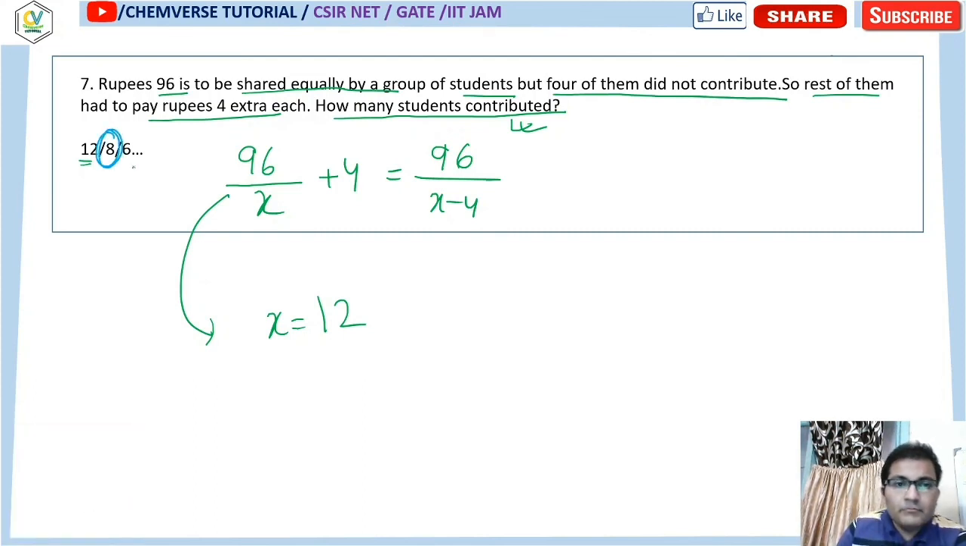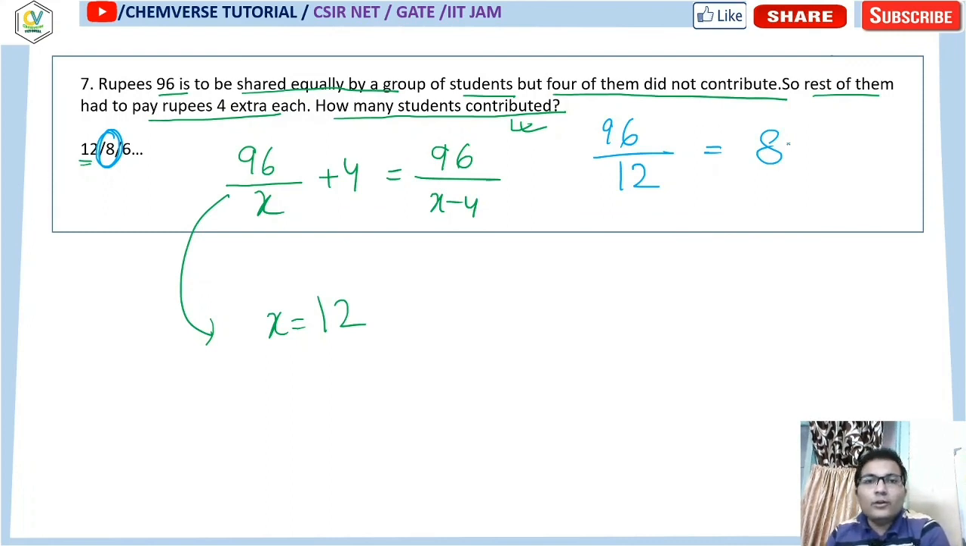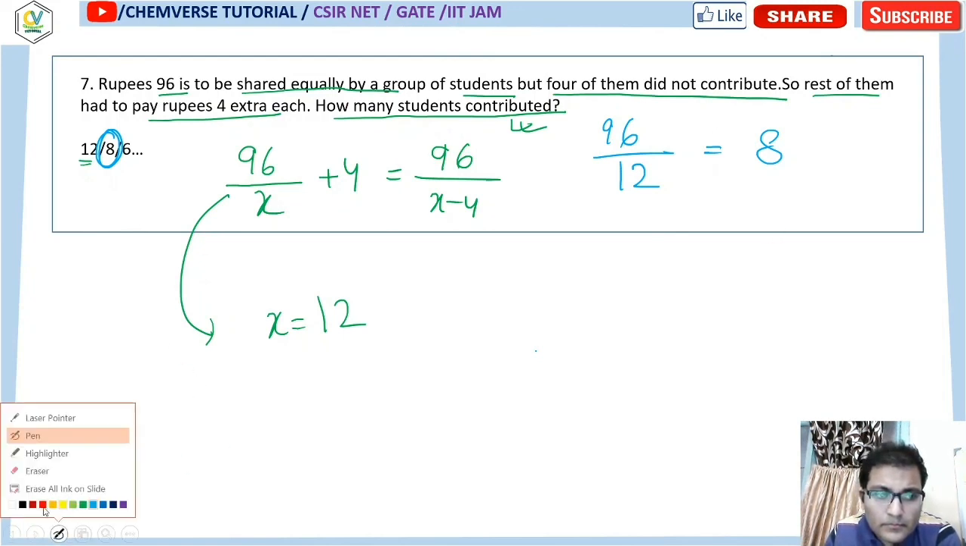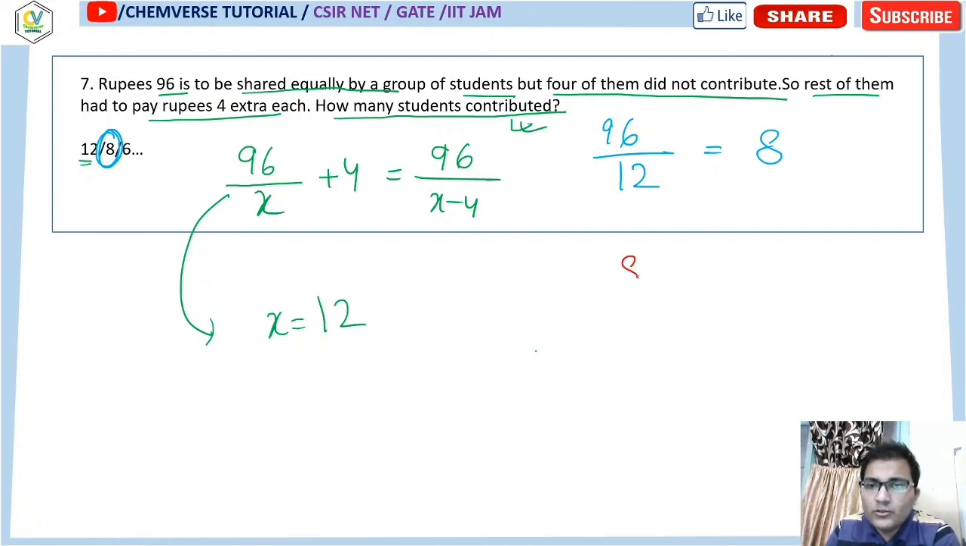Now you can cross verify this by saying that suppose there are 12 students and 96 rupees is to be shared by them. So each student should pay rupees 8, but now 4 of them are not paying. So now there are only 8 students. So now 96 by 8 is equal to 12. So you can check that here each student has to pay 4 rupees extra. So this is actually your answer. How many students contributed? 8 of them have contributed.